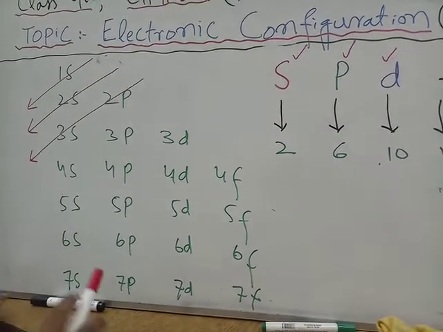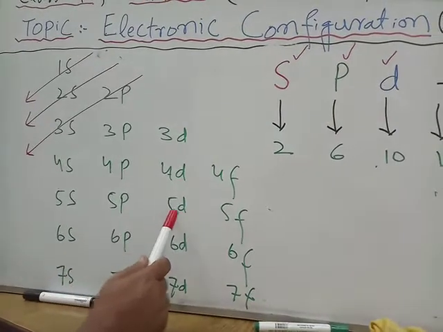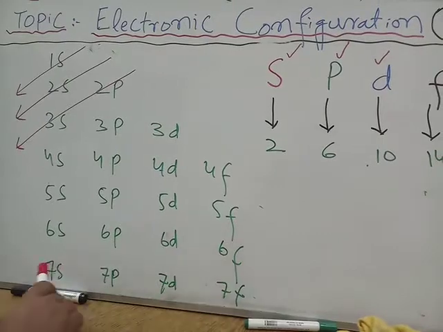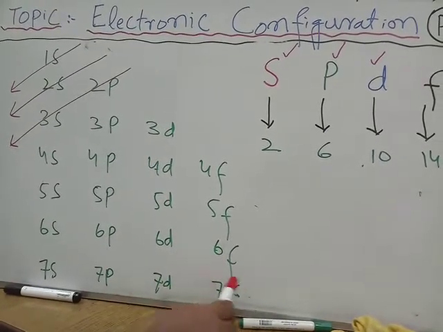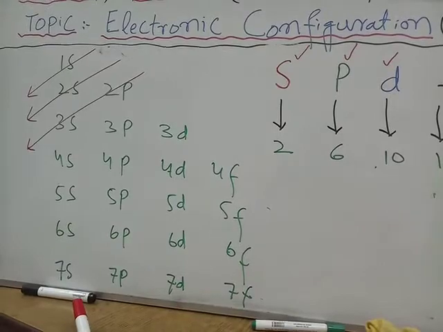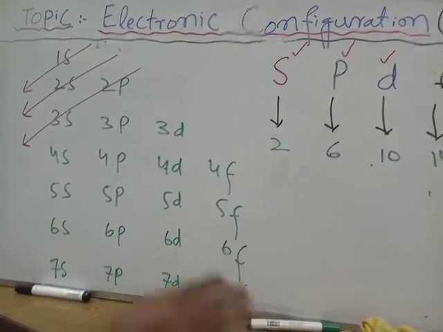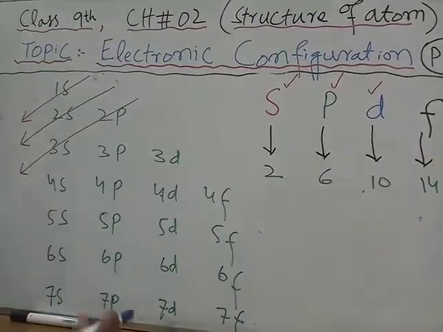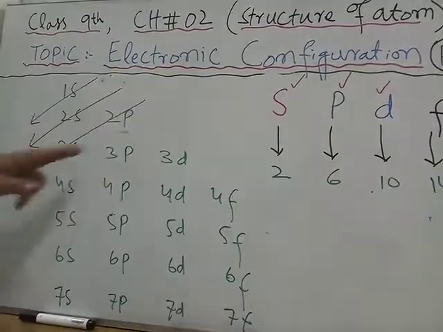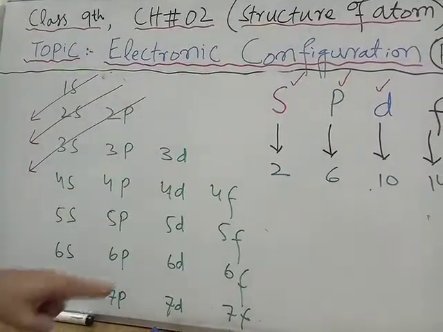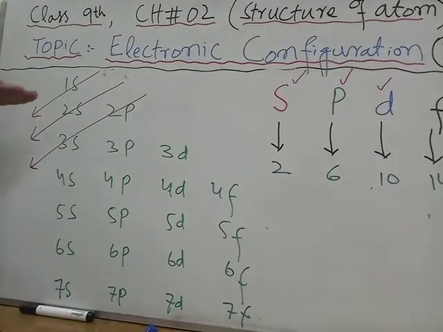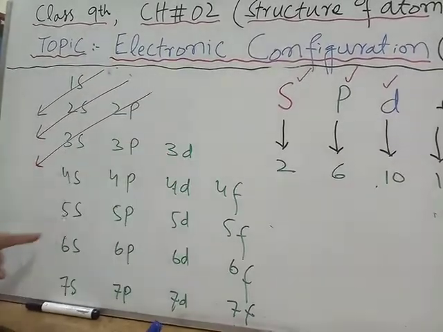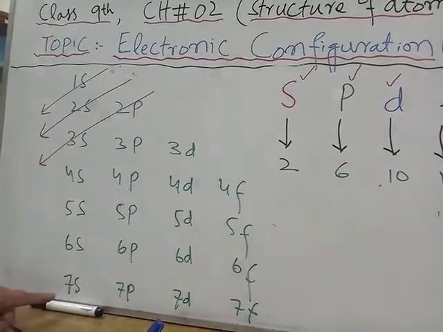So similarly we can write 5s, 5p, 5d, 5f, 6s, 6p, 6d, 6f, 7s, 7p, 7d, 7f. Now I shall draw some arrows over these subshells. First of all, over 1s, then over 2s and 2p, then over 3s, 3p and 3d, and finally 4s, 4p, 4d and 4f. Look at this sequence.